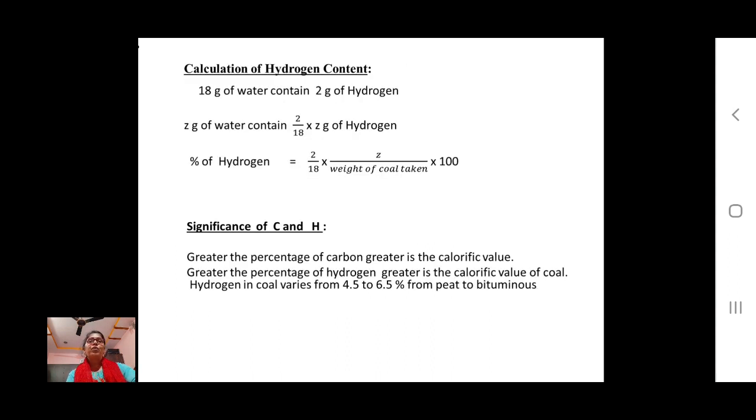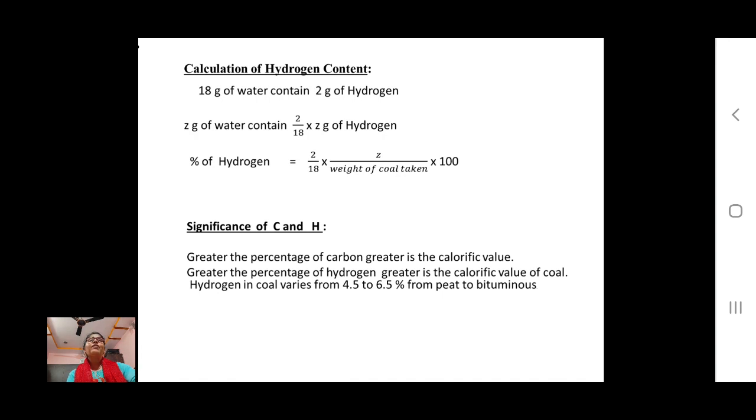Now, calculation of hydrogen content. We know the molar mass of water is 18 gram, out of which hydrogen is 2 gram. So 18 gram of water contains 2 gram of hydrogen. If z gram of water is produced, it will contain 2 upon 18 multiplied by z gram of hydrogen. Similarly, percentage of hydrogen is equal to 2 divided by 18 multiplied by z divided by the weight of coal taken, x, multiplied by 100. This is the formula to find the percentage of hydrogen.